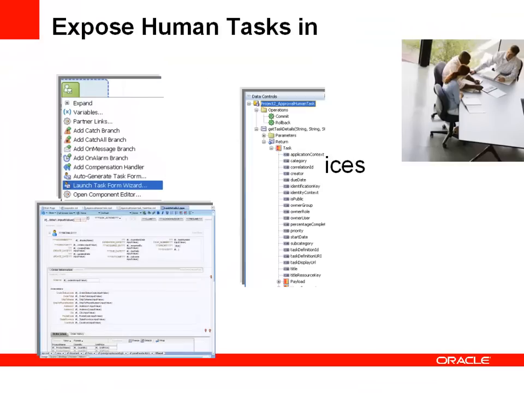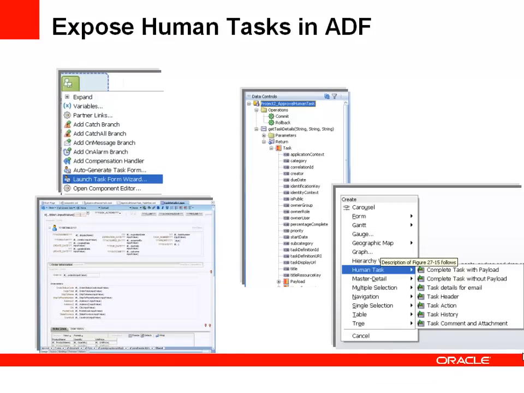So now we're going to look at exposing human tasks in ADF. Given that we've got a task file that defines the human task, we can go ahead and utilize a task form wizard, or we can create a data control based out of that, and either create the whole page at a time or do it segmentally by creating each of the different pieces that we want so that we can customize it as we choose.